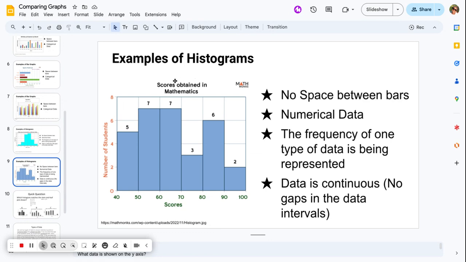Another example of histograms, it continues with the same. We have our intervals at the bottom, and then we have our frequency going up and down. And the data is continuous, and they're comparing scores obtained in mathematics.